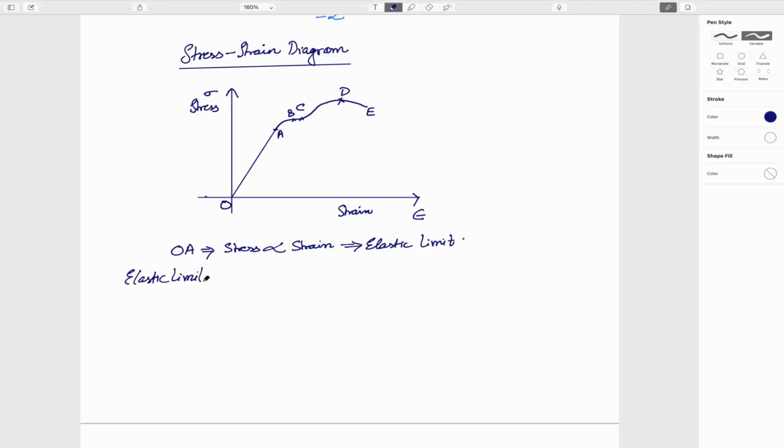In yesterday's class also, I forgot to mention that elastic limit is not just that stress is directly proportional to strain. It is something much more than that.